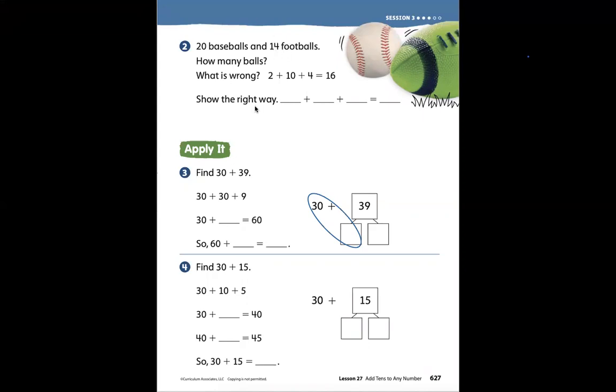It's really important to understand place value and how many digits are in the equation and how they make tens and ones so we can put them together.